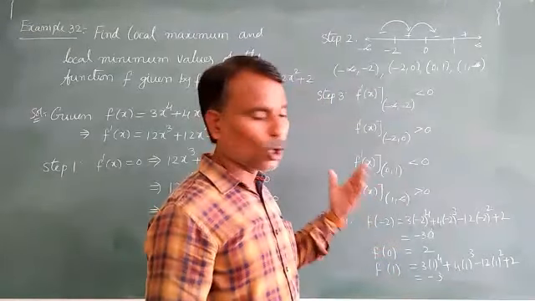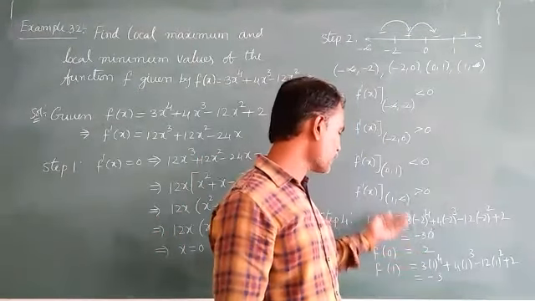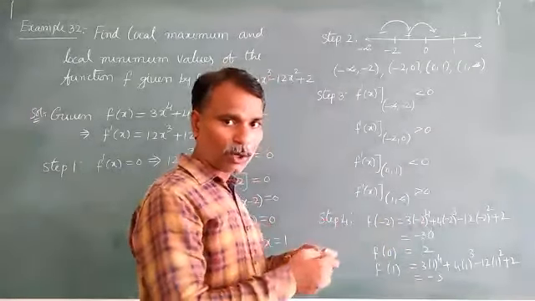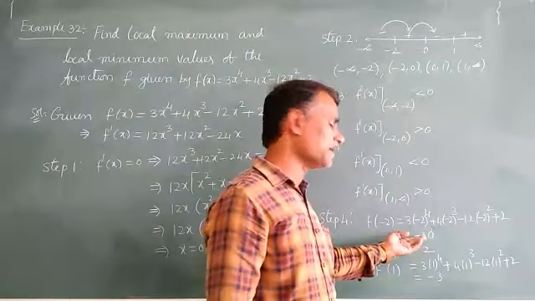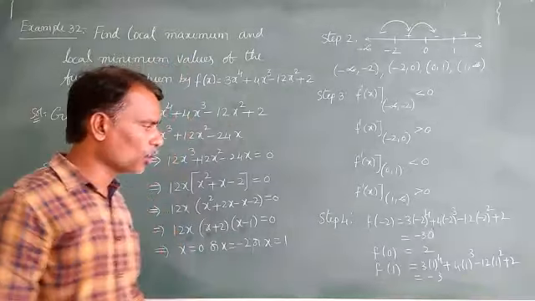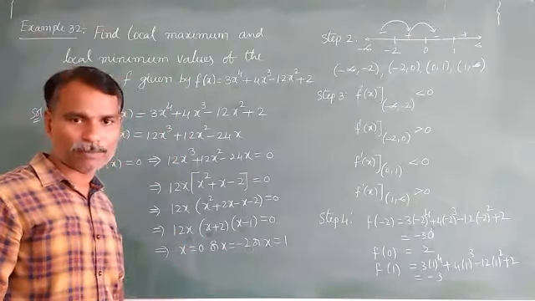So finally, the local maximum value is 2. Out of the local minimum values, which is the smallest value? Minus 30 is the smallest value. So what do you write? Local minimum value is minus 30, and local maximum value is 2, you can consider.